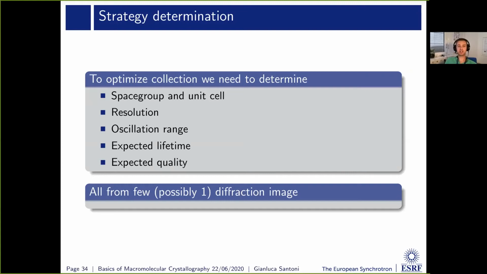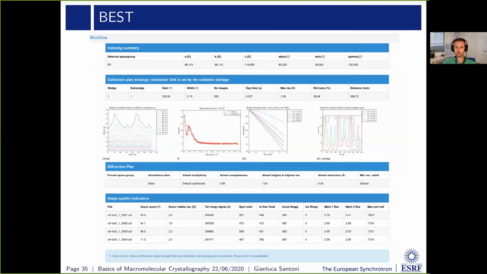So here I will show an example of how we do it at the ESRF using the program BEST. As you can see, it's a very complicated system. Here we collected 4 diffraction images to characterize the crystals, and we get a lot of indicators out. And most important, we get what we call a diffraction plan. As you can see here, the resolution limit is set by the radiation damage. This means that the program can estimate how much radiation your crystal will stand to keep a reasonable resolution.